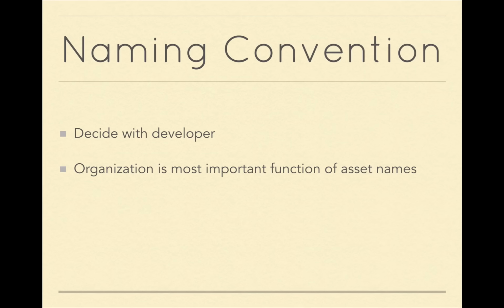So once you have your asset list, then you can start making the assets, and the naming convention is crucial. You'll want to decide this with the developer, how the assets should be named. The most important function of asset names is to facilitate organization. There's a lot of people working on projects, and any one person, somebody that's coding it, or maybe somebody that's doing the art or whatever, might need one of your audio assets at a given time, and you want them to find it easily.